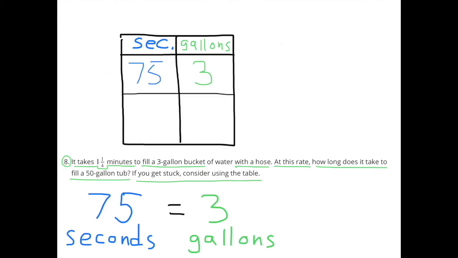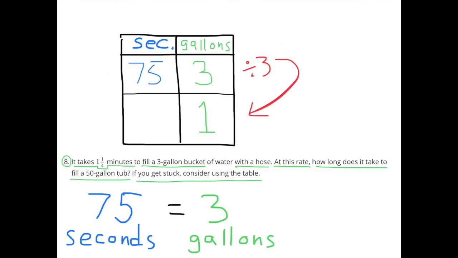I've decided to make a table. On the left column it shows seconds, on the right column it shows gallons. Right now it shows that it takes 75 seconds to fill up 3 gallons. What I'd like to do is figure out how many seconds it would take to fill up 1 gallon.